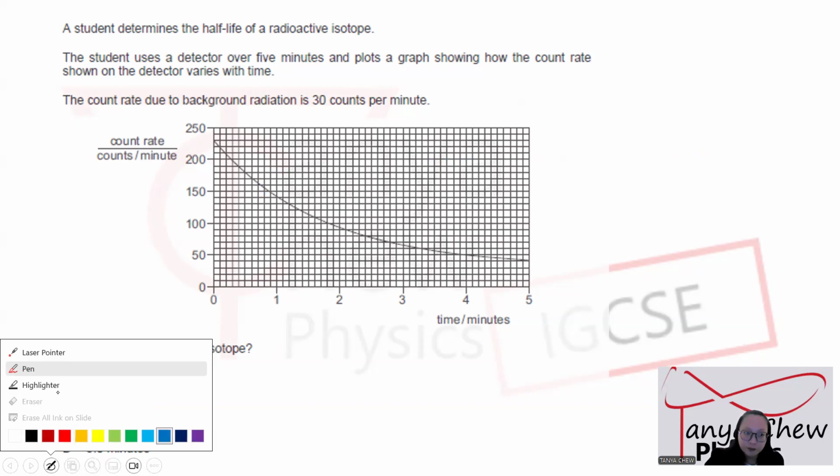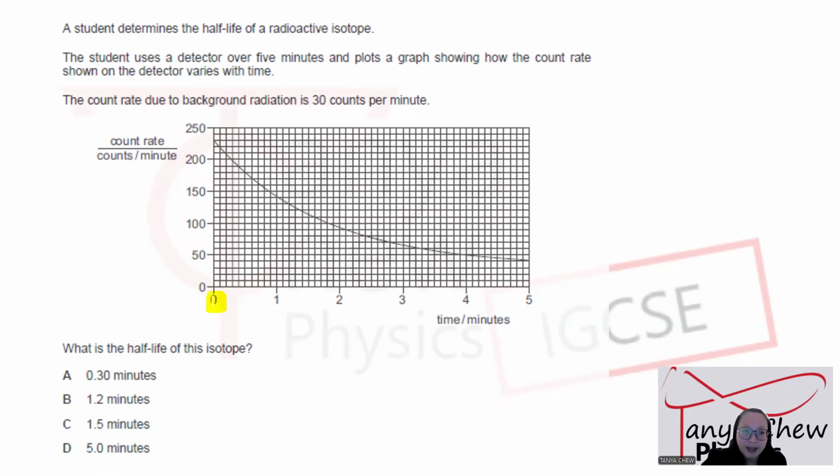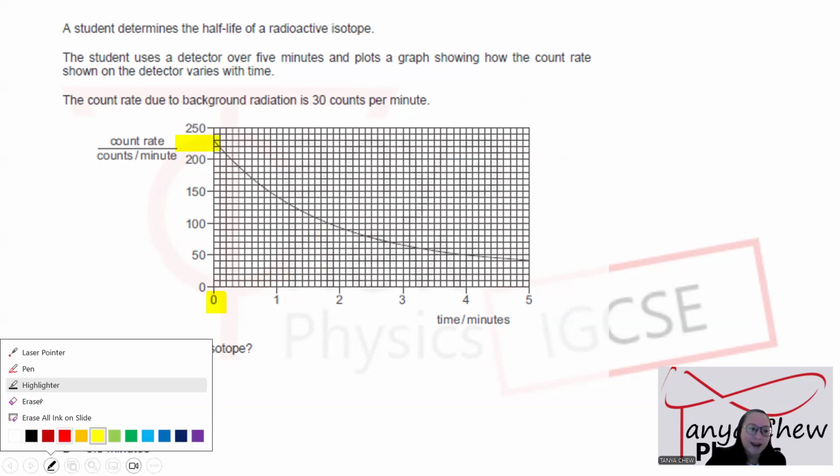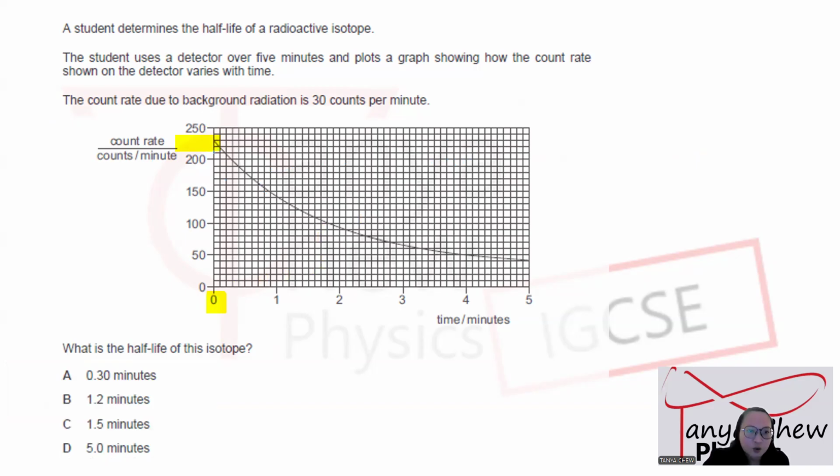Now, first step, still remember? First step, look at the time axis. Time is equal to 0. Take your initial reading on the y-axis. So this is 210, 220, 230. This is 230 counts per minute. That is the initial count rate of the detector.